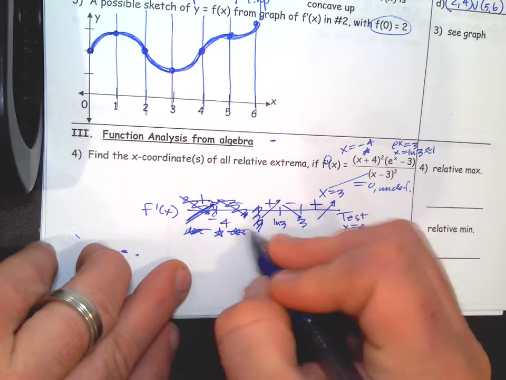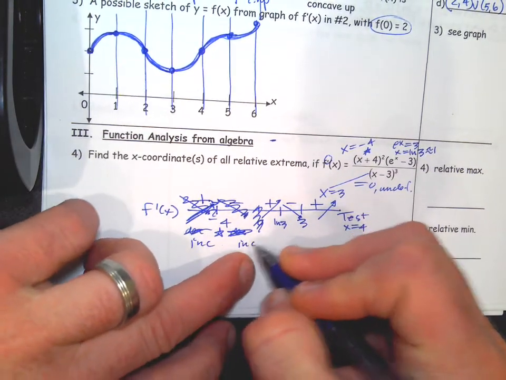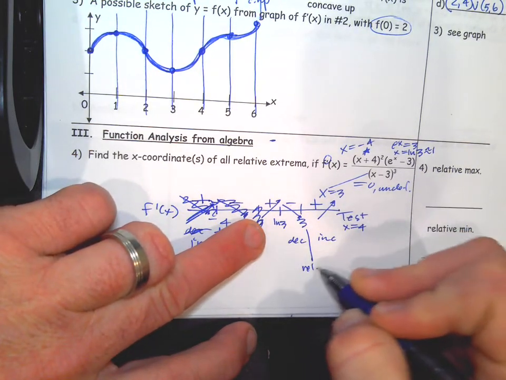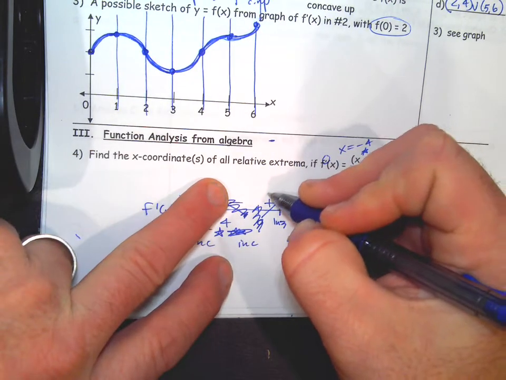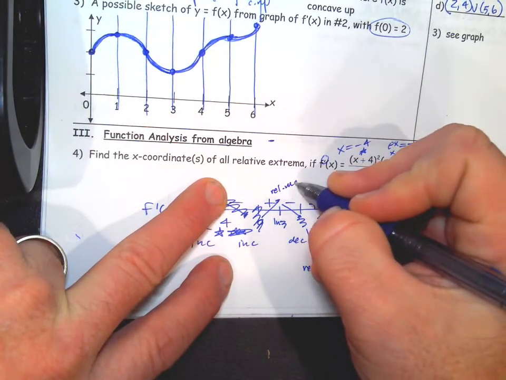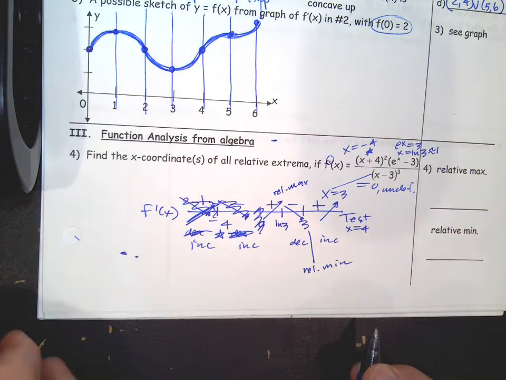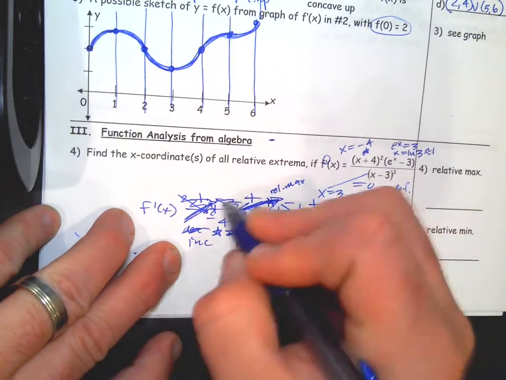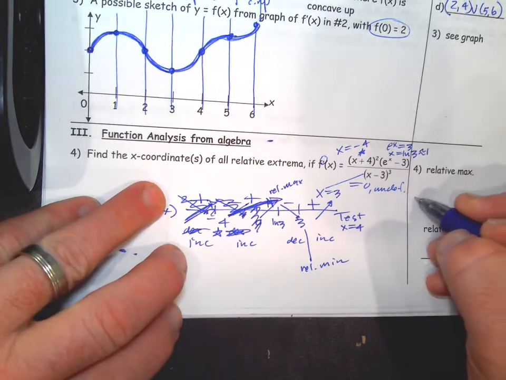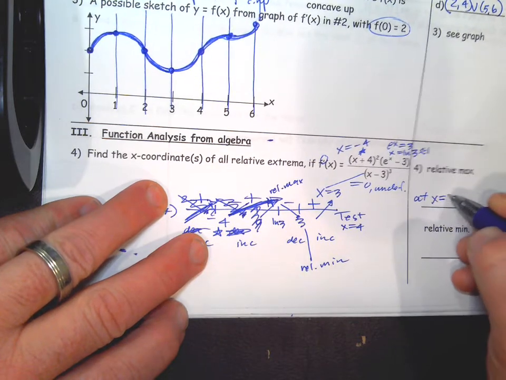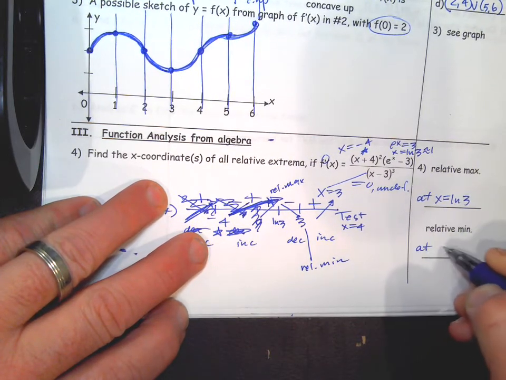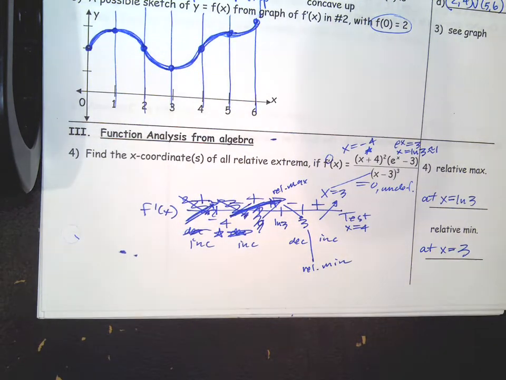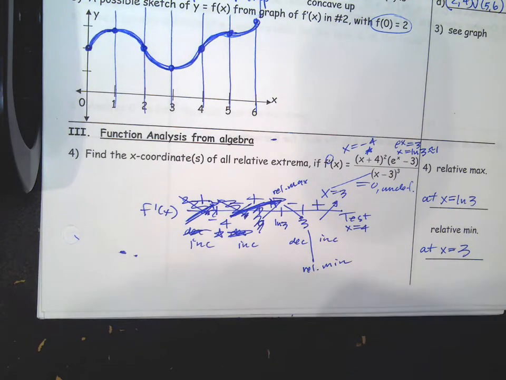Okay. So these are actually increasing, increasing, and then decreasing, and then increasing. This is a relative min. This is a relative max. My graph is a horrible mess now. If I had a pencil, I'd erase and probably start over. Okay, so we have a relative max at x equals the natural log of 3, and we have a relative min at x equals 3. There you go. Keep going.